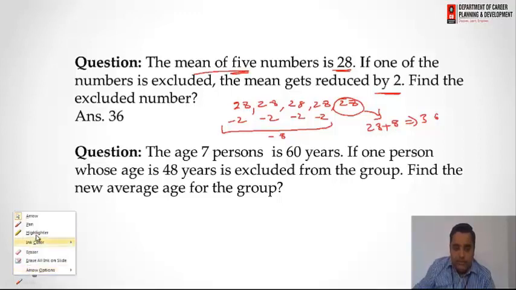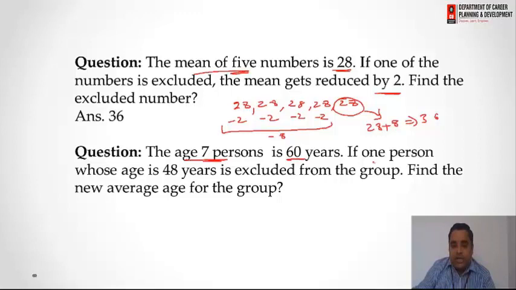Now the next one. The average of 7 persons is 60 kilograms. If one person whose weight is 48 kilograms exits the group, find the new average of the group. Now the 7 persons' average weight is 60 kilograms, and one person whose weight is 48 kilograms exits the group.